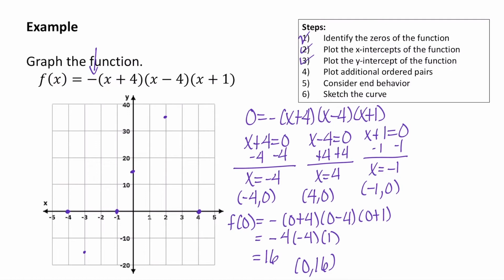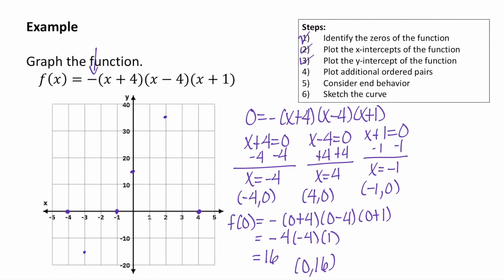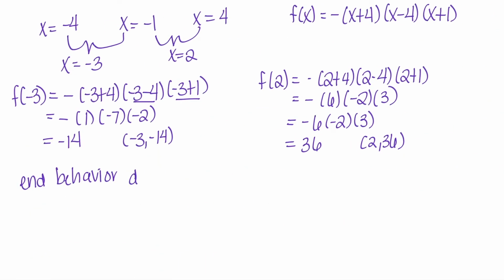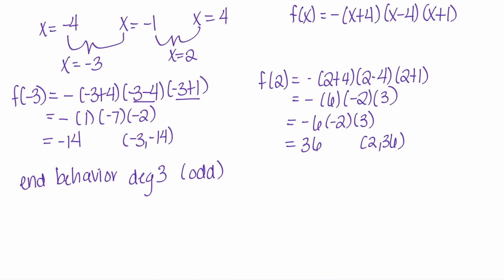We just have one more thing that we need to figure out, and that is the end behavior, because we need to figure out what's going on as this graph goes on forever. Well, let's look at the degree. So we have 1, 2, 3 x's, right? So this is going to be degree 3, which is odd. And then our leading coefficient is negative, right? Because we have that negative in front. So leading coefficient is less than 0.